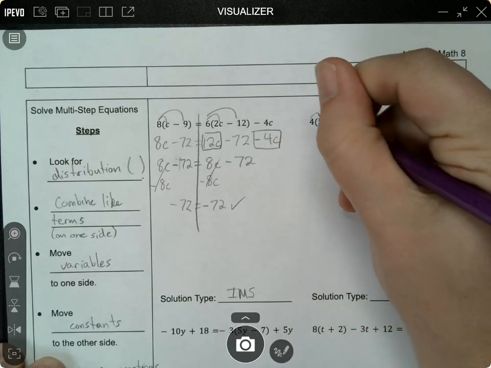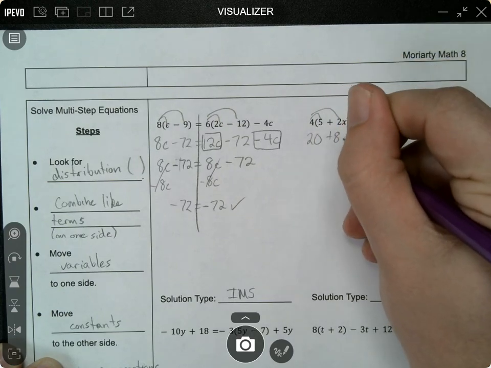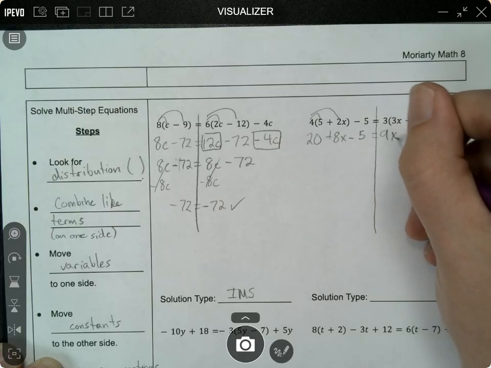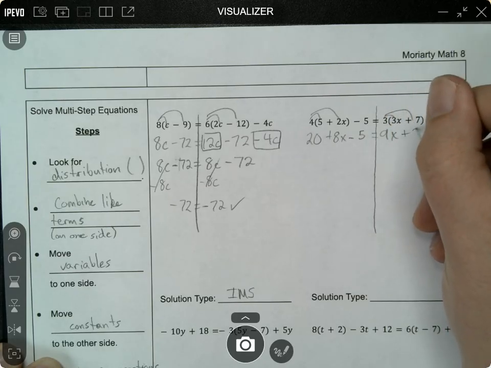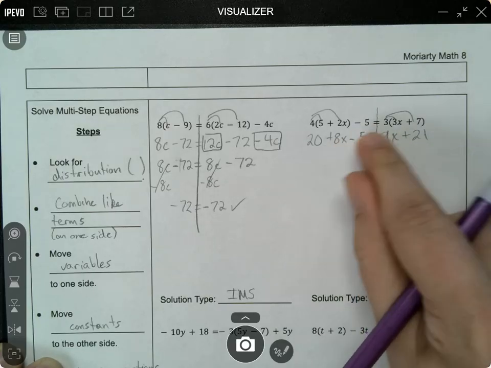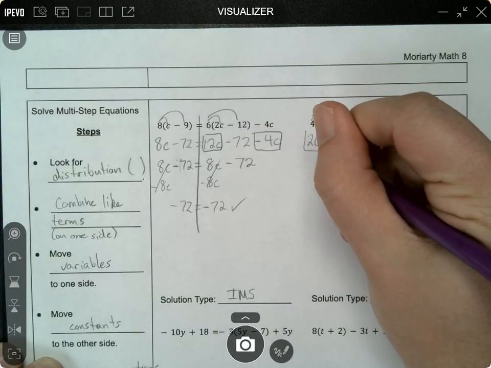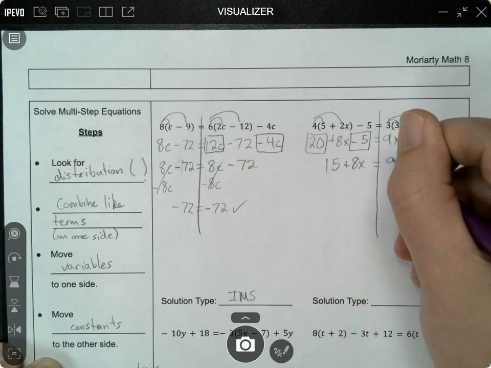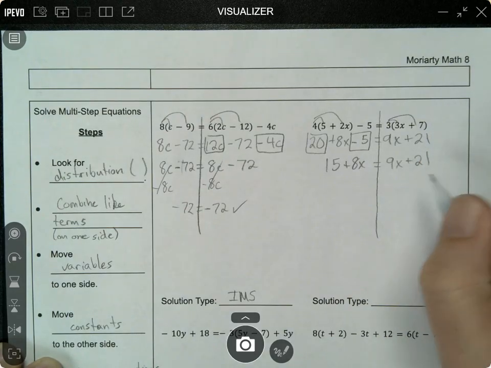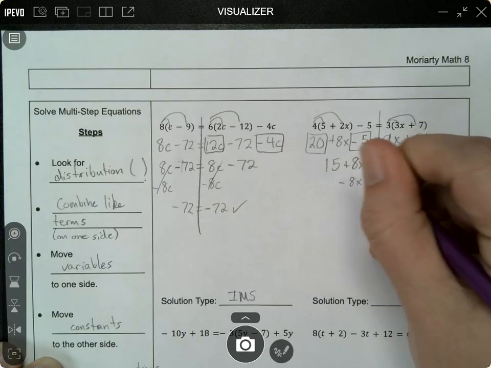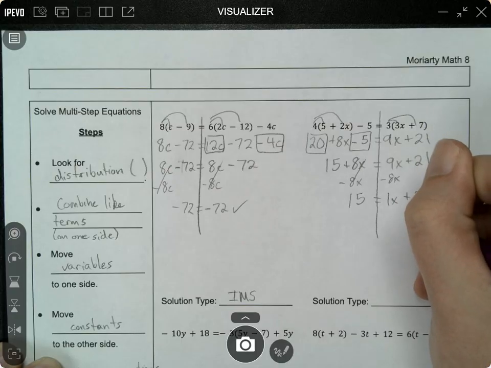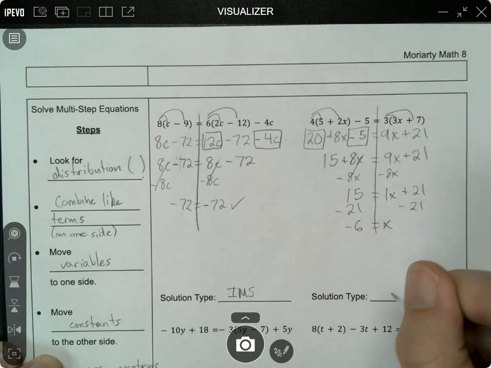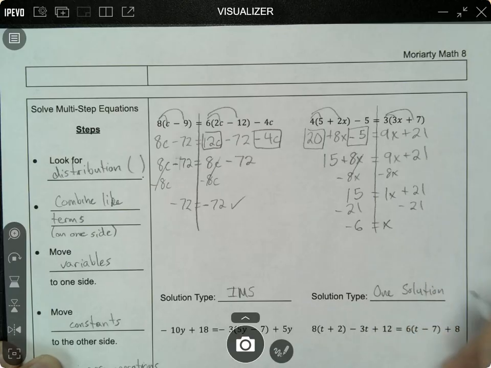On the second one, distribute first. 4 times 5 is 20. 4 times 2x is 8x. Bring down the minus 5. 3 times 3x is 9x. 3 times 7 is 21. Because 8x and 9x are different, this is going to be a one solution equation. So I will combine my like terms, 20 minus 5 to get 15 plus 8x equals 9x plus 21. Get your variables on one side. I would subtract 8x to get 15 equals 1x plus 21. Subtract 21 on both sides. 15 minus 21 is negative 6 equals x. One solution. Okay?